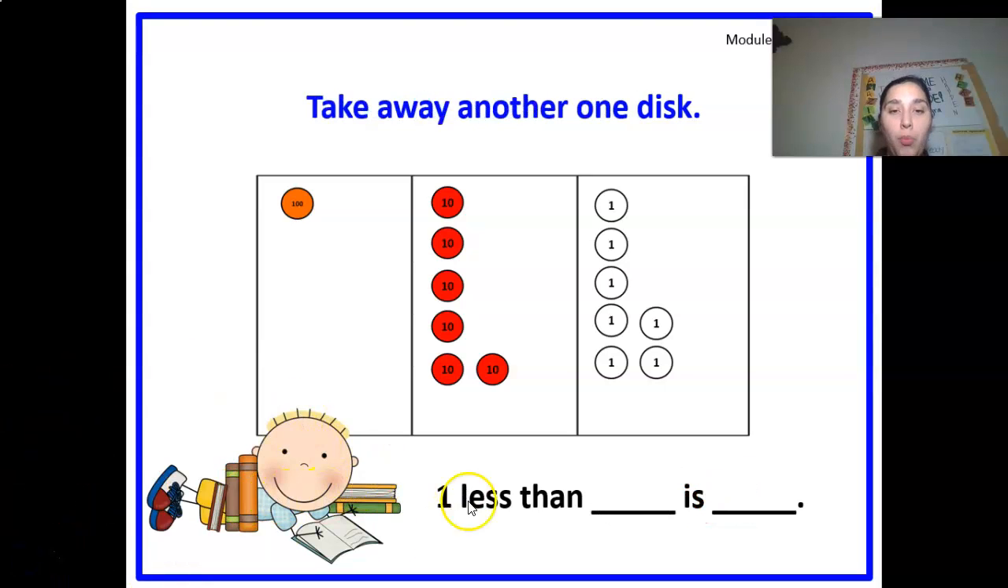And let's do another one, boys and girls. 1 less than 167 is 166. Let's write it. Remember, I had 167 first. I took one away and I end up with 166.